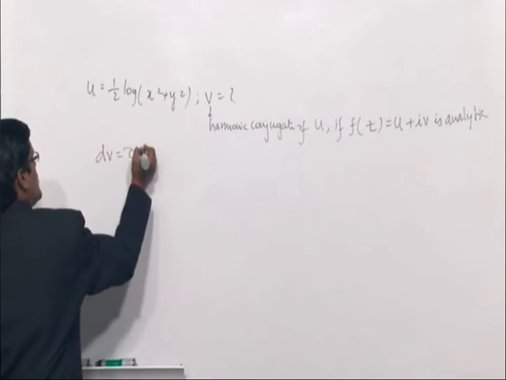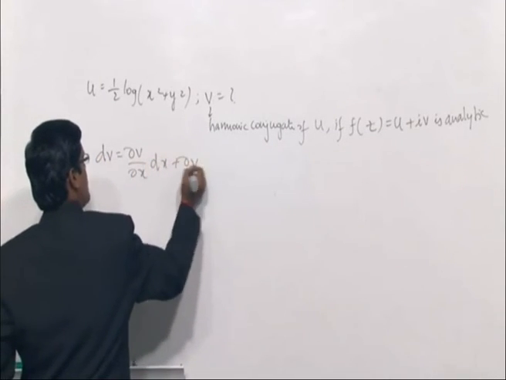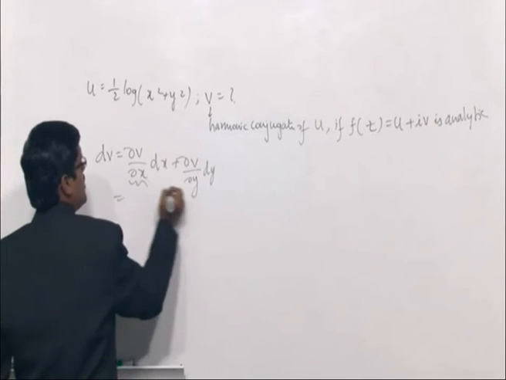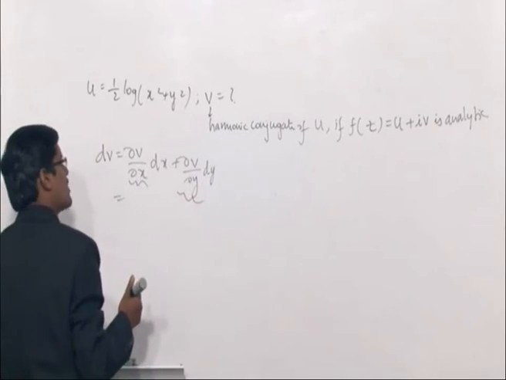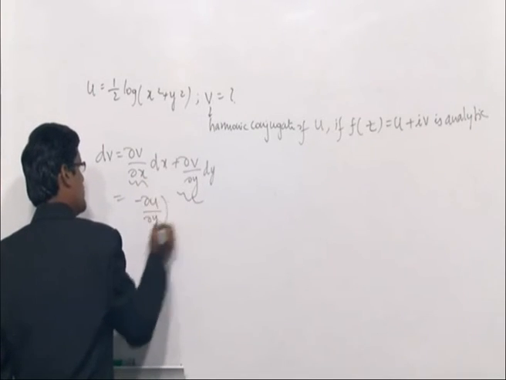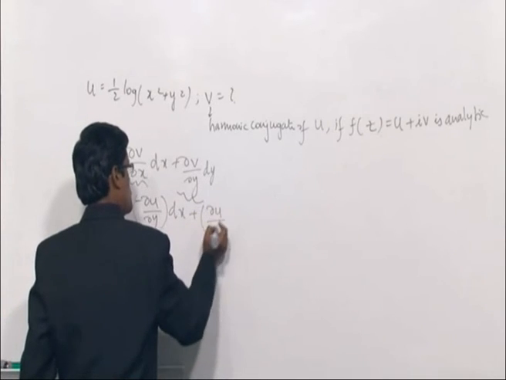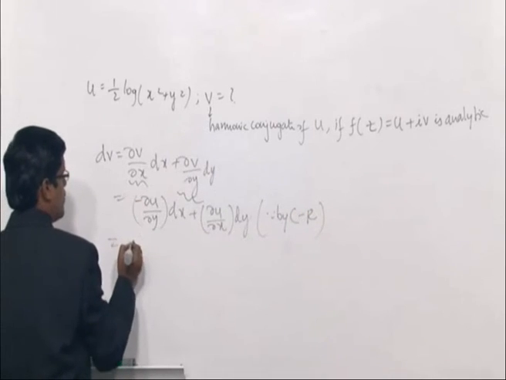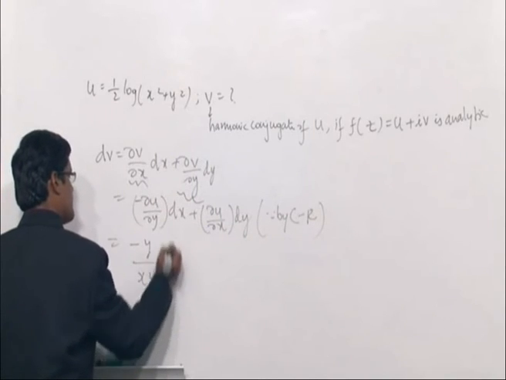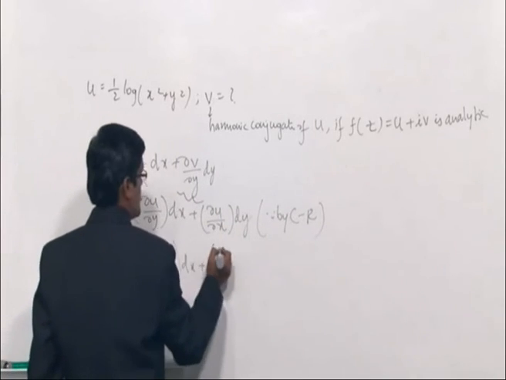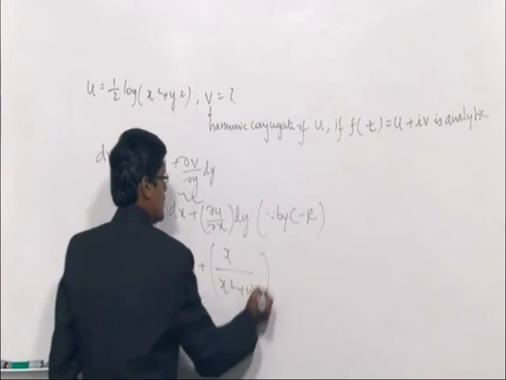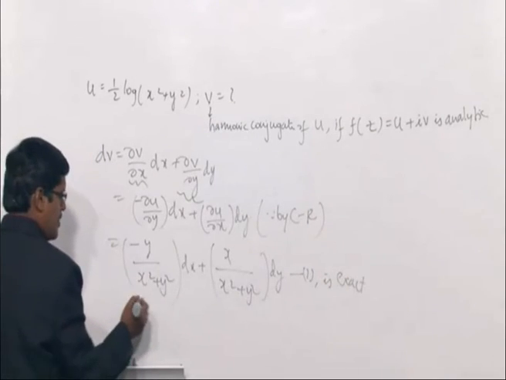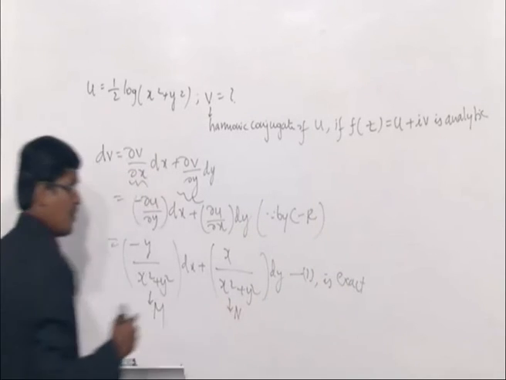dv is equal to del v by del x into dx plus del v by del y into dy. Because we don't know v, we don't know these partial derivatives, so convert them into u with the help of the CR equations: minus dou u by dou y into dx plus dou u by dou x into dy. What is minus dou u by dou y? Minus y by x square plus y square into dx, plus what is dou u by dou x? x by x square plus y square into dy. Equation 1. This is exact. Please watch the VOD where I discussed this M into dx plus N into dy, in yesterday's problems, the day before yesterday, complex variables.